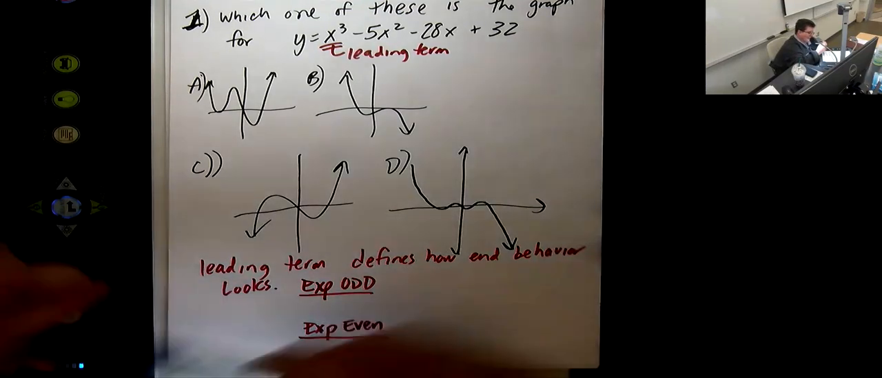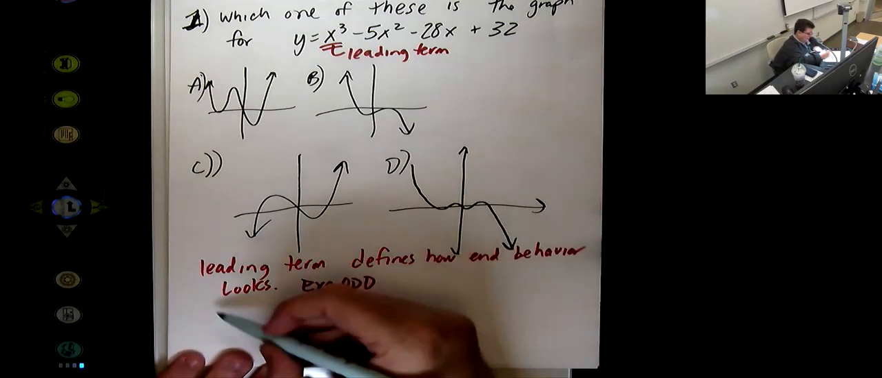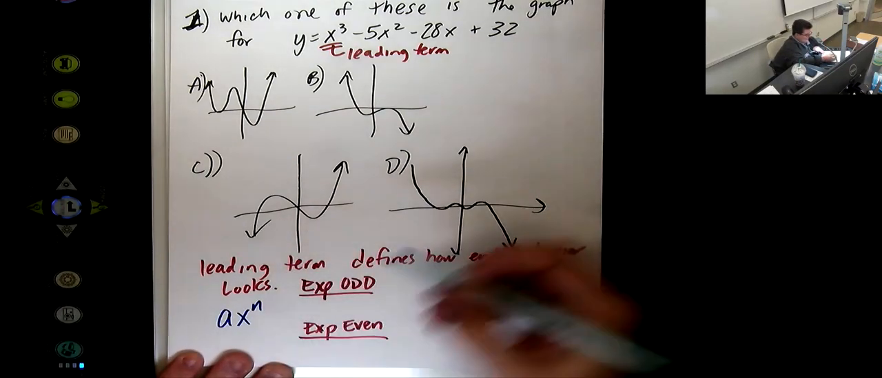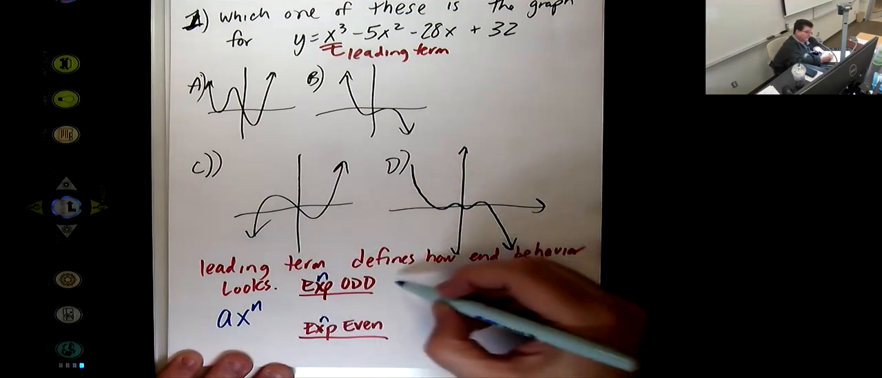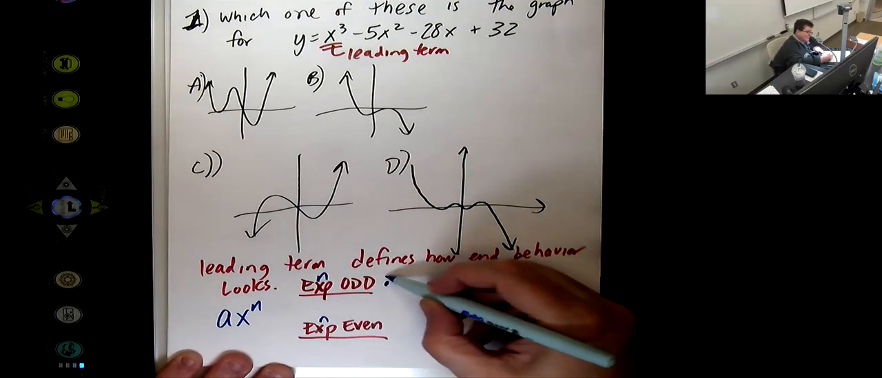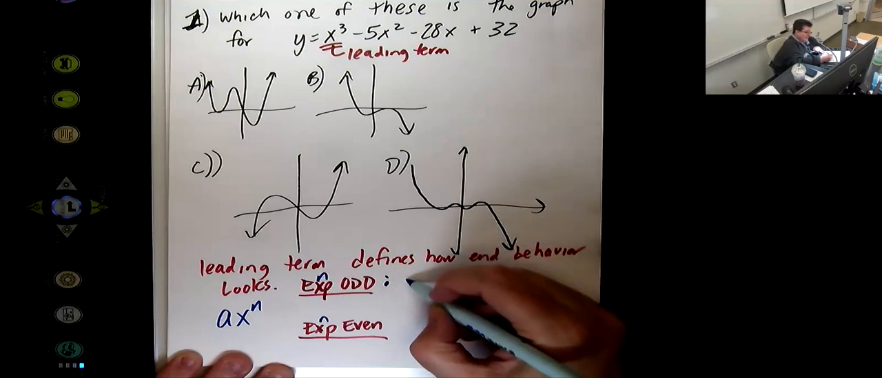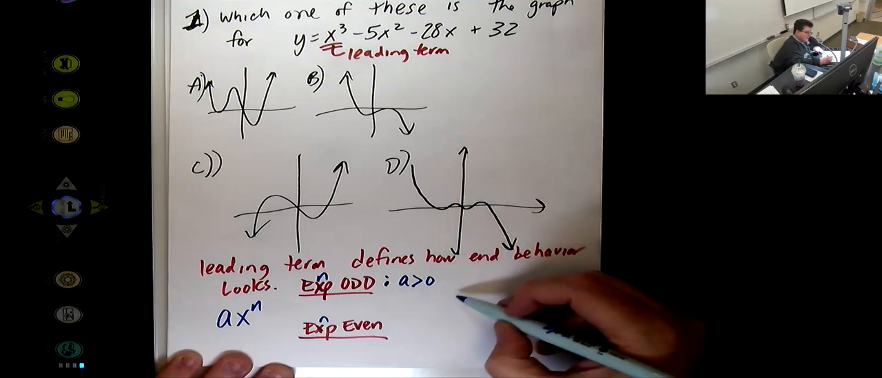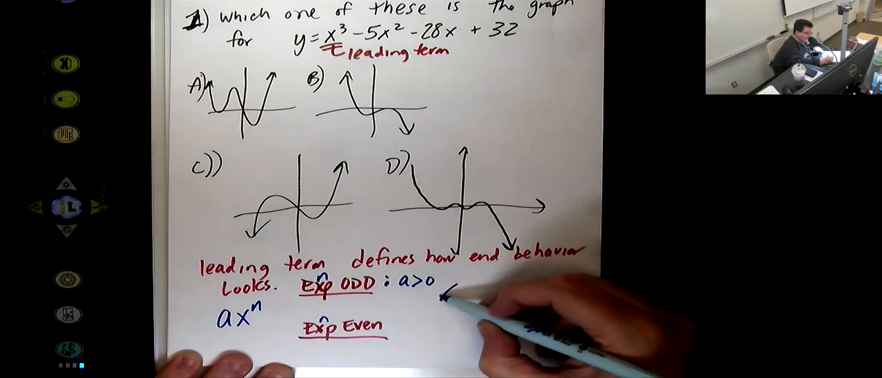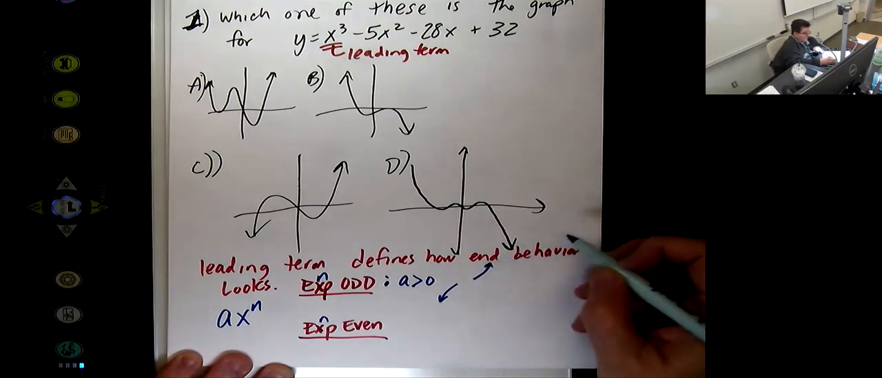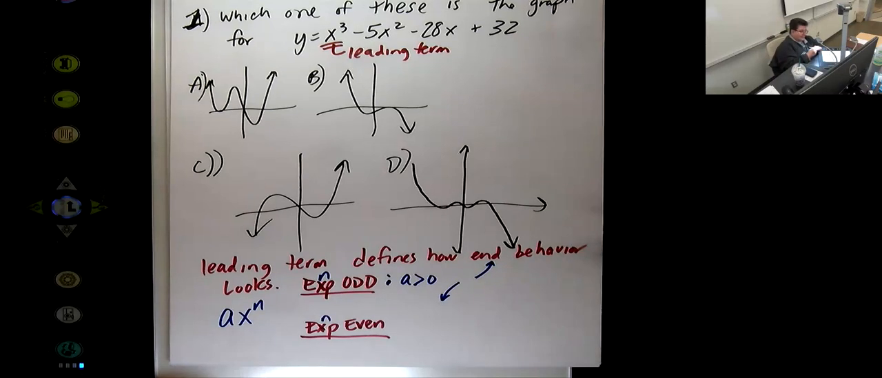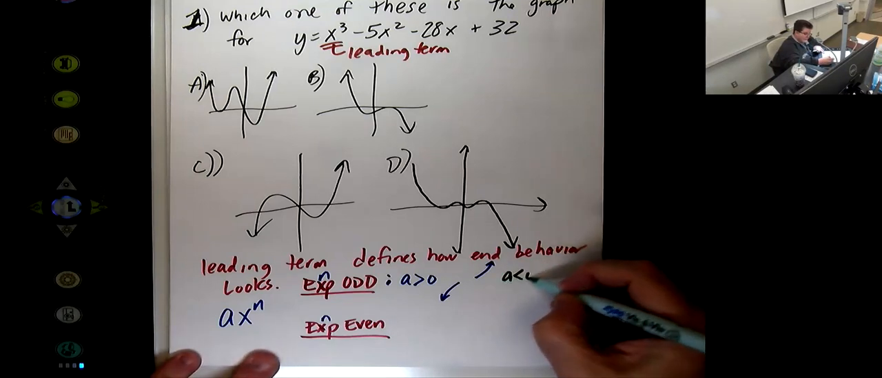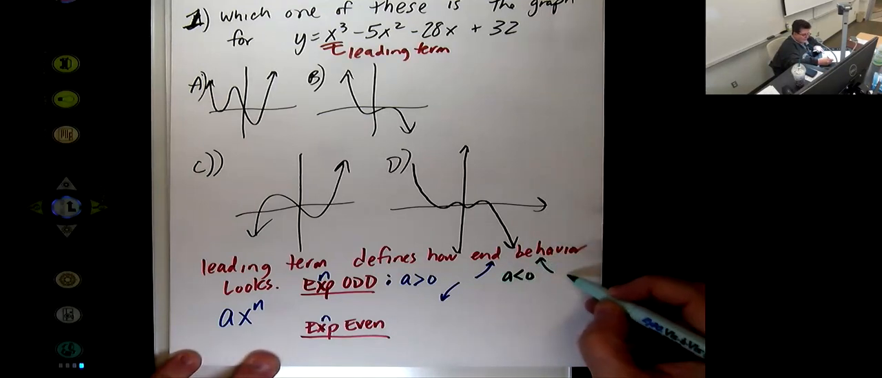For the odd exponent, it also depends. We have ax to the n, so the exponent here is n, of course. The next part depends on a. If a is greater than 0, odd exponents do stuff like this. On the left side, it goes down. On the right side, it goes up. If a is less than 0, it's the other way. It goes up on the left side and down on the right side.